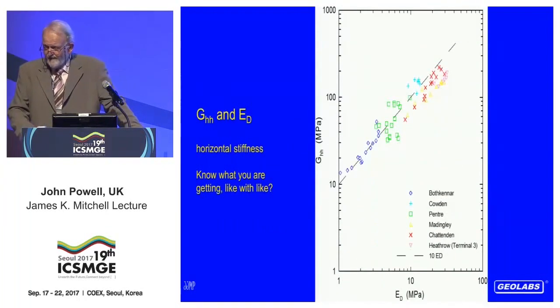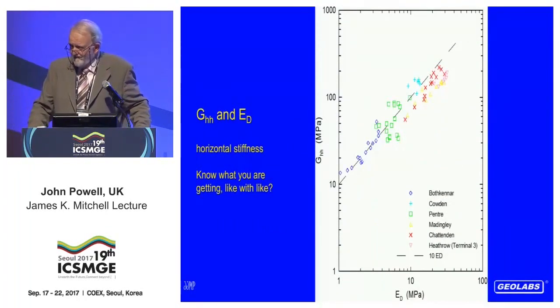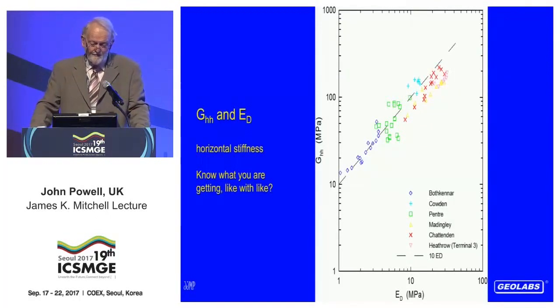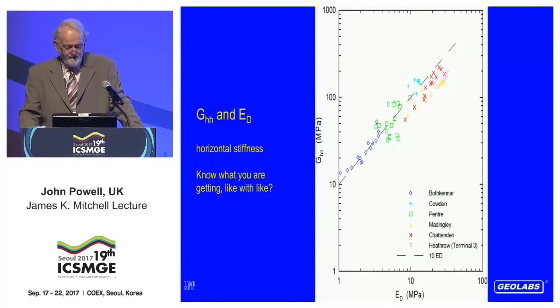The other thing is that from the Marchetti dilatometer we get a stiffness, ED. Now, there's a plot of GHH, the horizontal stiffness in situ, to ED. And there, I think we would start to say that the stiffnesses we are determining from the Marchetti dilatometer are much closer related to the horizontal stiffness and not the vertical stiffness. And that needs to be taken into account when we're using these parameters for interpretation.